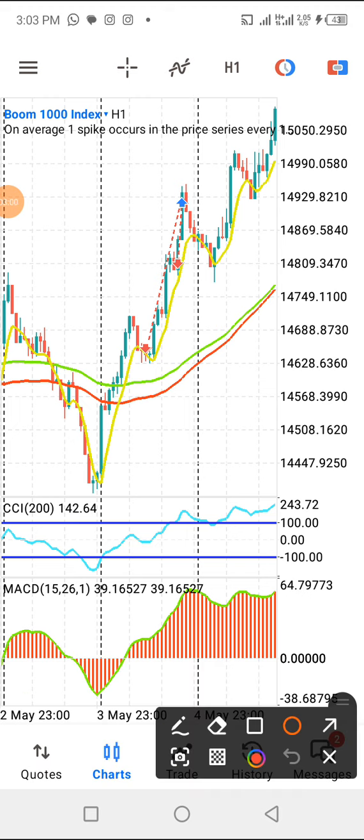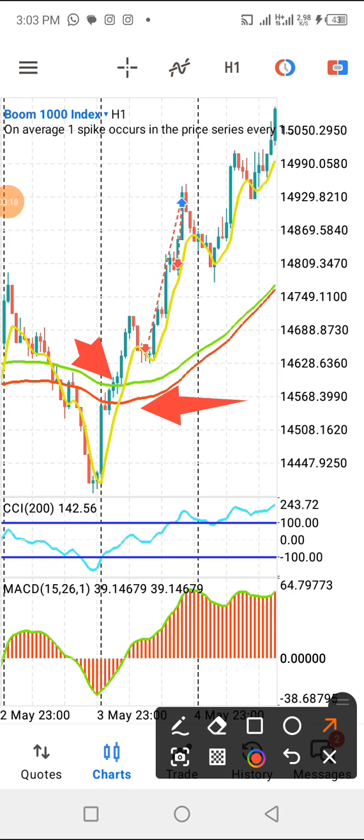Let's assume I took this entry here at this point. If I'm to place my stop loss, it will be a few pips below the red line. Exactly. So then I will hold the trade. Now, for you to enjoy this pattern, don't open too many positions.